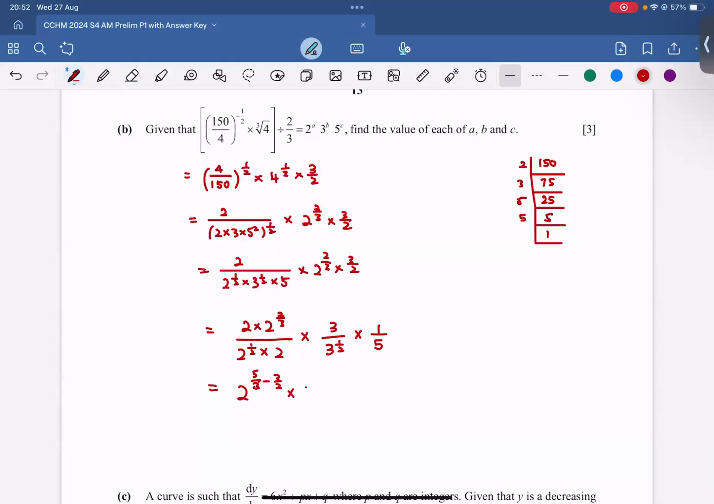Okay, then this is just 3 to the power of half. This is just 5 to the power of -1. So over here, when we take 5 over 3 minus, this is just 2 to the power of 1 over 6. So by comparing, we know that A equals 1 over 6, B equals half, and C equals -1.